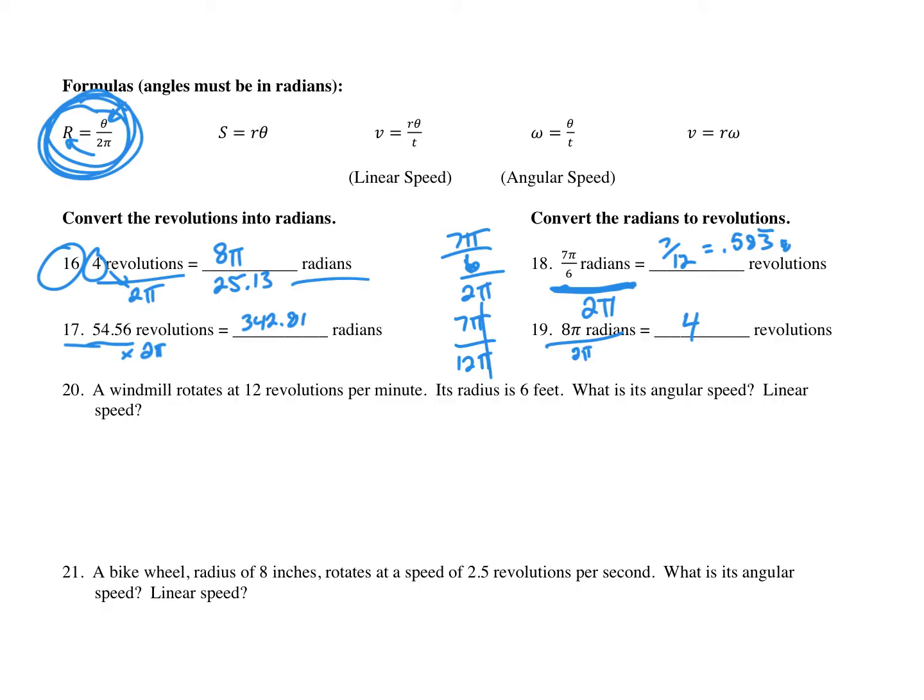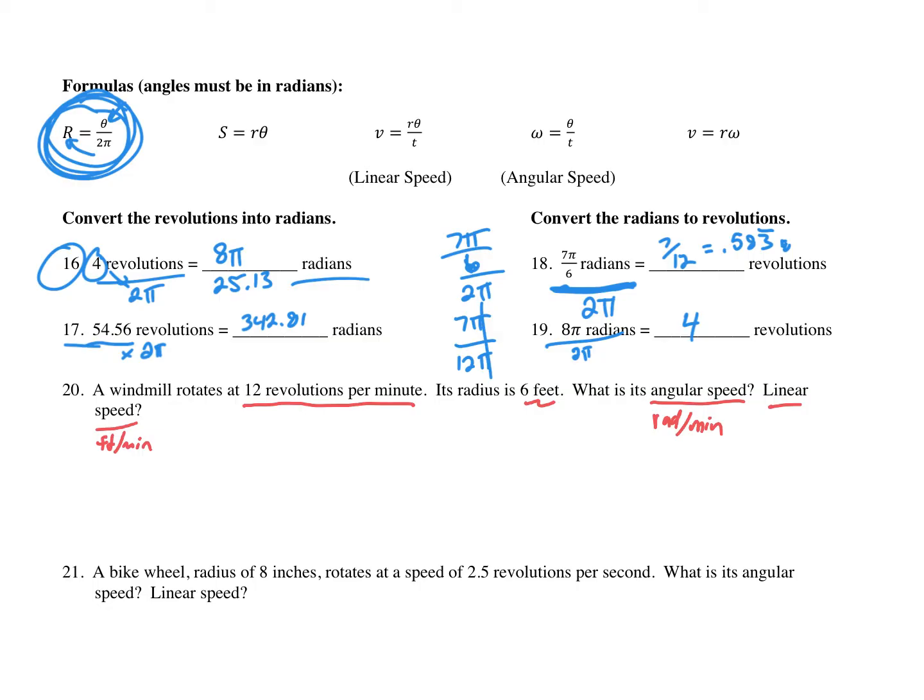For number 20, we are given a windmill rotating in revolutions per minute, and we want to convert to an angular speed in radians per minute. We can keep the same time increment there since it doesn't specify. And then the linear speed, which is in feet per minute. Since the radius is in feet, we'll just keep those units the same.